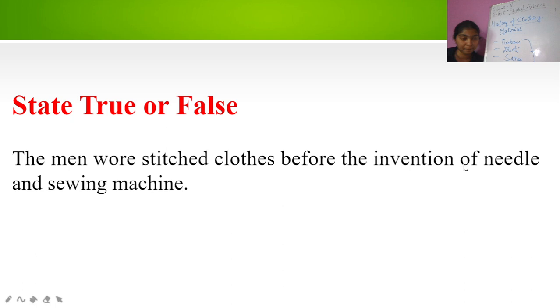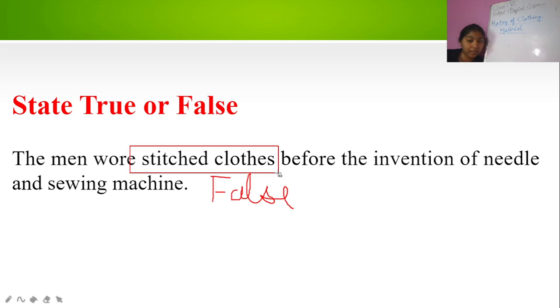Because before there was no invention of the needle, how is it possible that they would wear stitched cloth? So they wore unstitched cloth, right? This is an incorrect statement, because if there was no invention of needle and sewing machine, how could people wear stitched clothes? Yes, they wove mats as well, but they did not stitch the clothes, they wore them as they were.